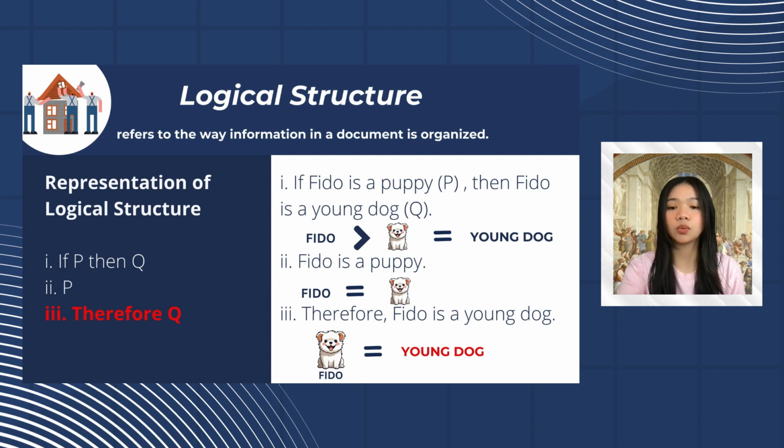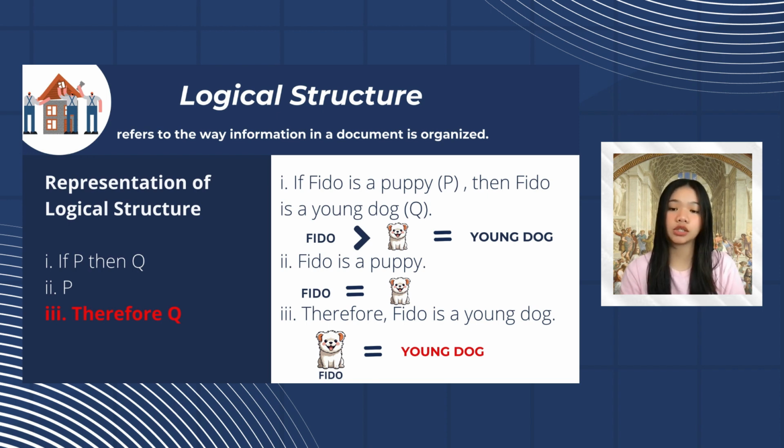Now let us look at what we call a logical structure. Before the validity of an argument is inspected, it must be presented in a logical structure first. It defines the hierarchy of information and the relation between different parts of the document. Now let's take a look at this example. If P, then Q, P, therefore Q.